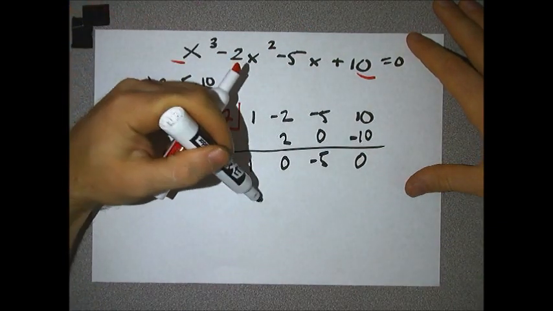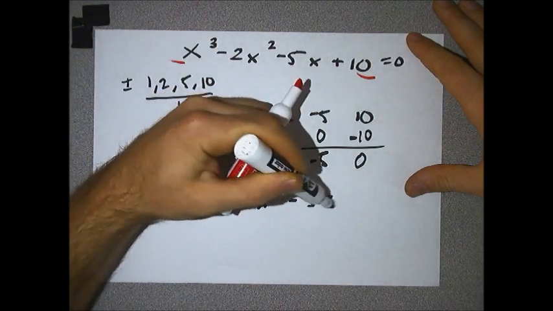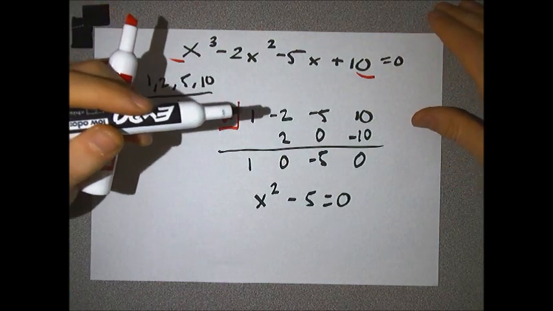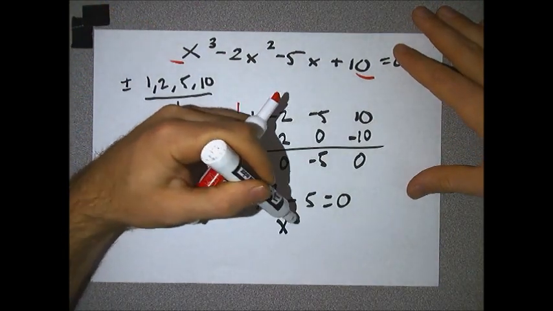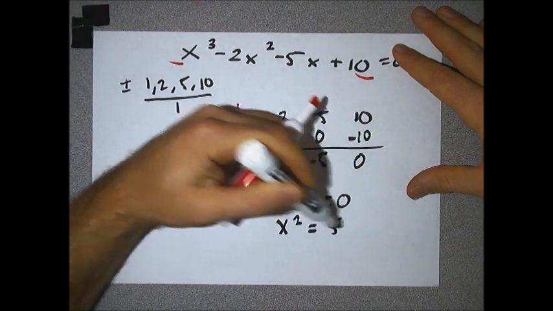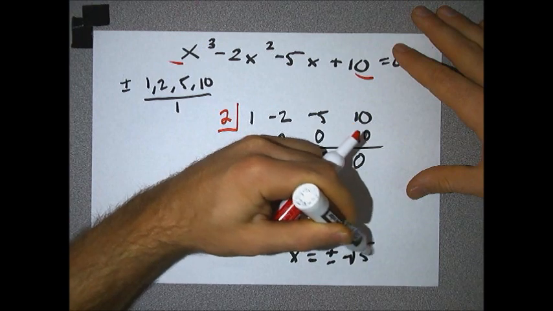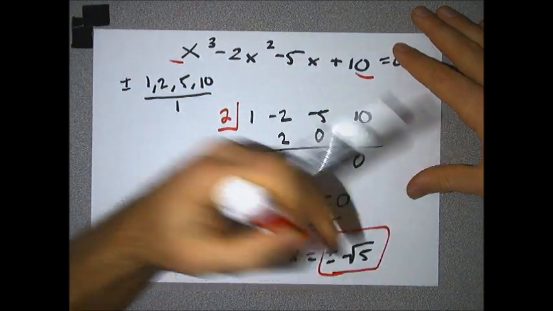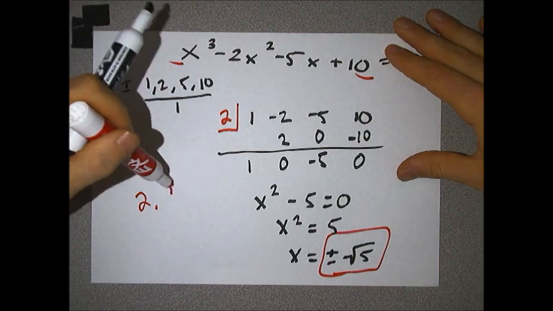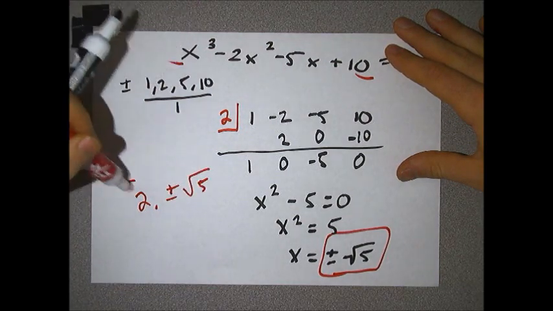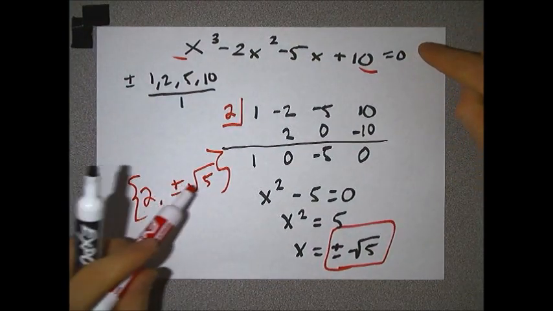So I have x squared, there's no x, minus 5 is equal to 0. I want to solve. There's no x term in here, so I just add the 5 over. X squared is equal to 5. X equals plus or minus root 5. So I have 3 answers: 2 and plus or minus root 5. So if you graph this original one on the calculator, your 3 zeros would be these 3 right here.